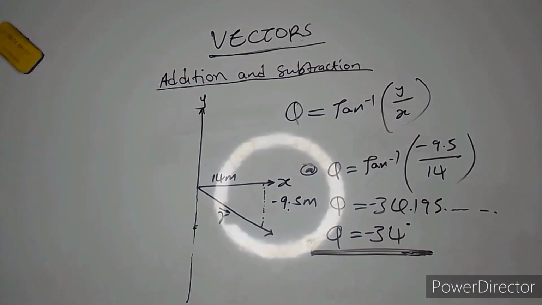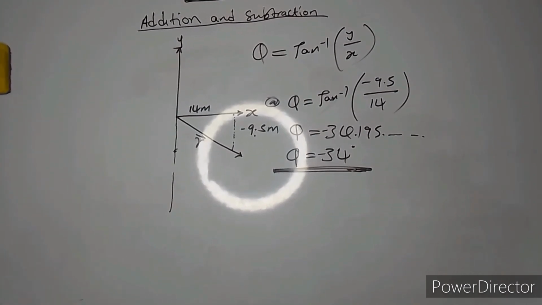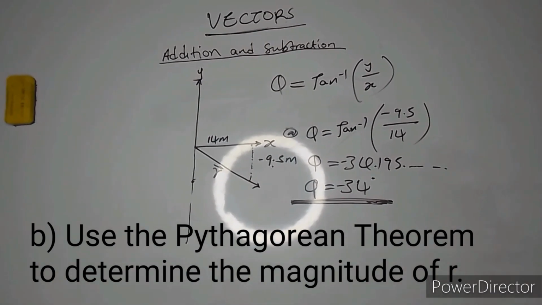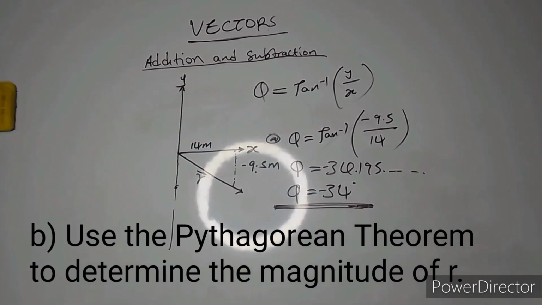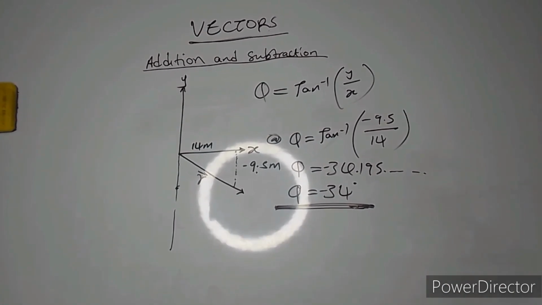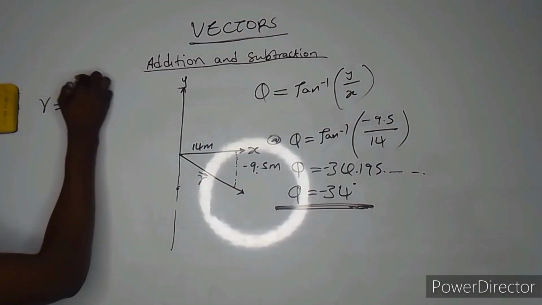Now, another question, question B. Question B says, use the Pythagoras theorem to determine the magnitude of r. We are not going to waste much time because we already talked about the equations. Therefore, we'll just go direct and solve the magnitude of r.